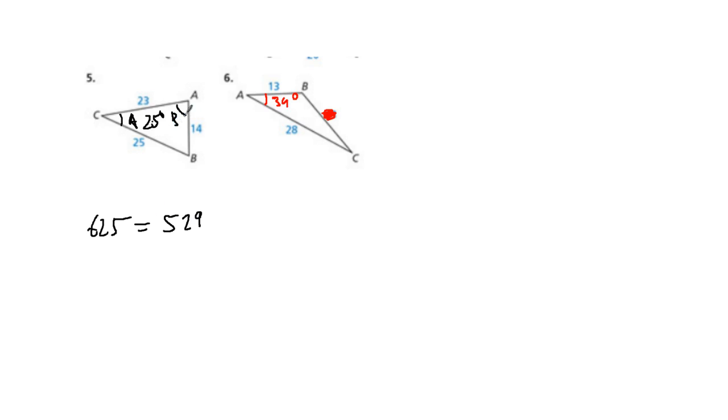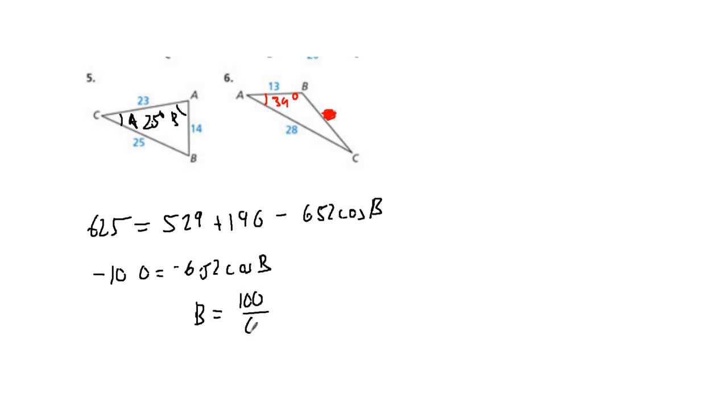625 is equal to 529 plus 196 plus 2 times 23, 46. Now 196, 652. Cosine. Oh no, this is minus 2 cosine B. And then we'll have this is equal to 725. Subtract, you have 100 equal minus 652 cosine B. So then B is equal to 100 over 652 and cosine inverse of that.